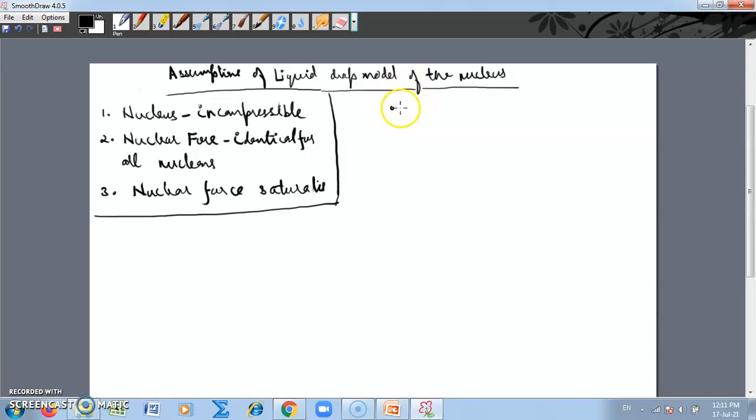fixed in a nucleus. The positions of the nucleons are not fixed inside the nucleus, just like that of a solid. Actually, in a solid the molecules remain fixed in a position, and so they vibrate about the mean position, which you might have had some idea of when you studied atomic physics, that in a solid the atoms, even the molecules, have got vibrational motion.